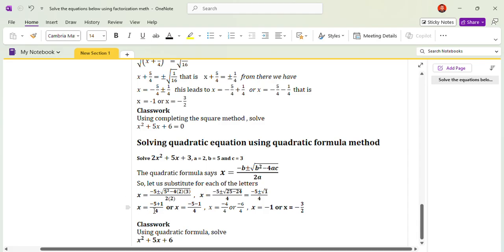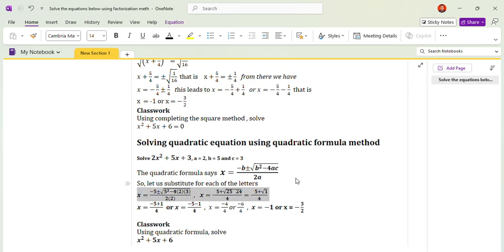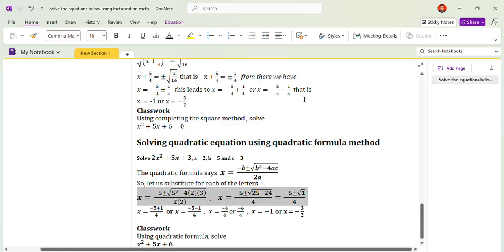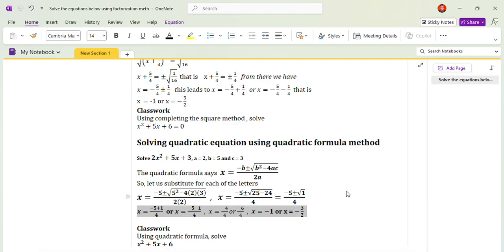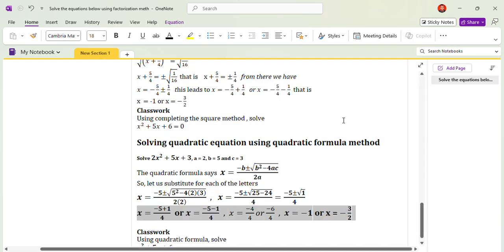So this will give us x equals minus 5. Let me increase the font size here so that you can see it, for those that are using phones, it may be too tiny. Okay, so this is bolder.